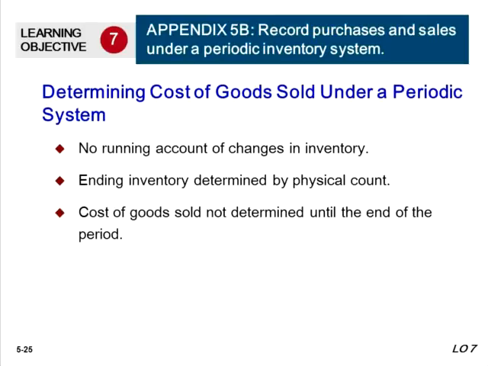We've skipped over into Appendix B, where we're given more detail on the periodic inventory system. The information on this slide is repetitive of what we've already said. We've said that there's no running total for changes in inventory, so we're not making any adjustments. The ending inventory can only be determined by physical count, and therefore the cost of goods sold cannot be determined until the end of the accounting period.